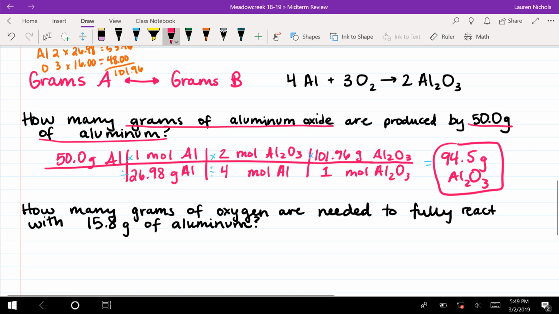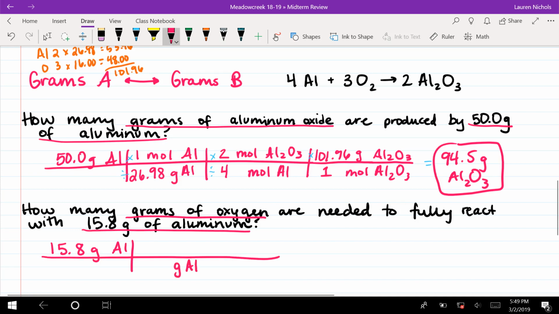And then the next one, how many grams of oxygen are needed to fully react with 15.8 grams of aluminum. So again, we start off with what we got. We have 15.8 grams of aluminum, and we repeat our pattern. We put grams of aluminum on the bottom. Anytime I have grams, I go to the periodic table. So 26.98 grams is equal to 1 mole of aluminum.